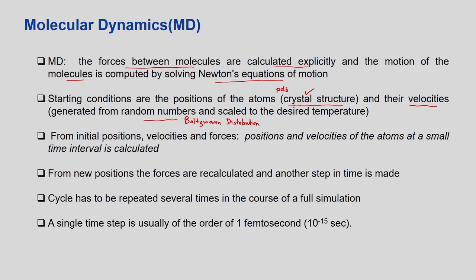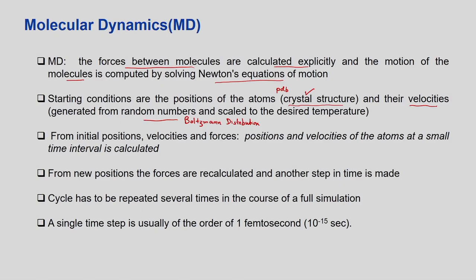The relation is that the total energy is 3/2 nkT. So the energy and temperature are related, finally, to kinetic energy. All these are related to each other: the kinetic energy of the atoms, the temperature, and the energy. So ultimately, you have to scale the velocity to obtain the desired temperature.